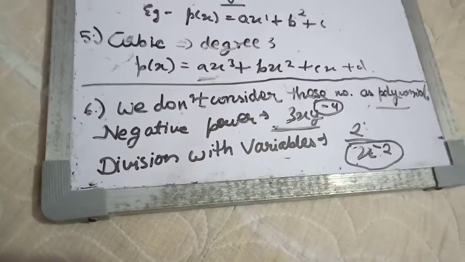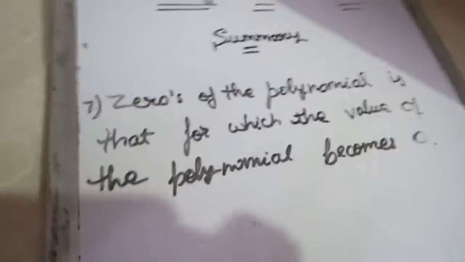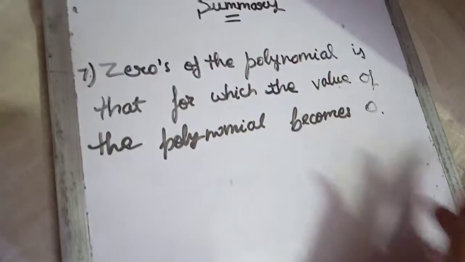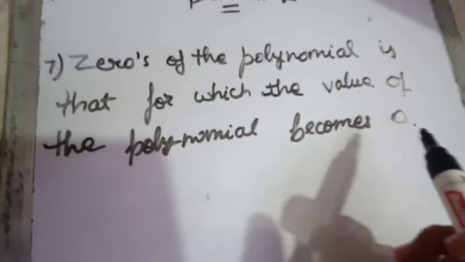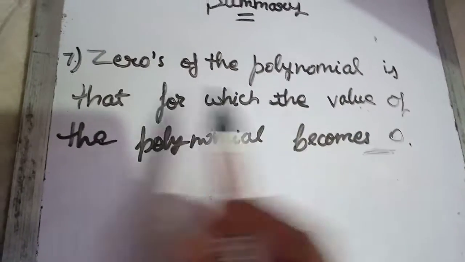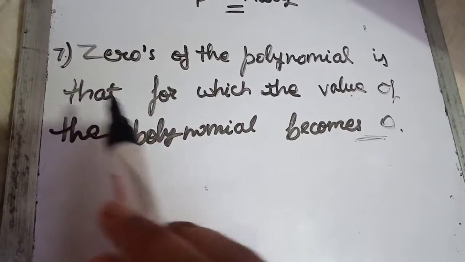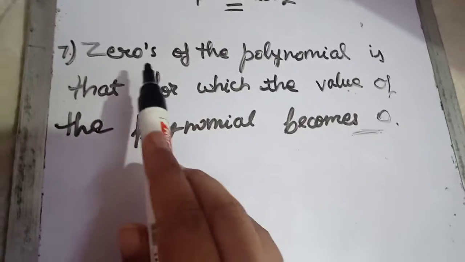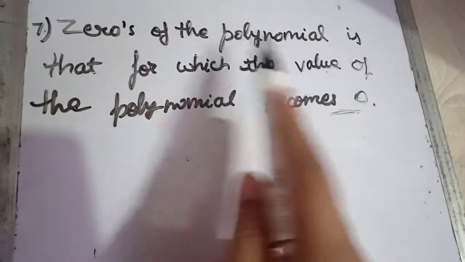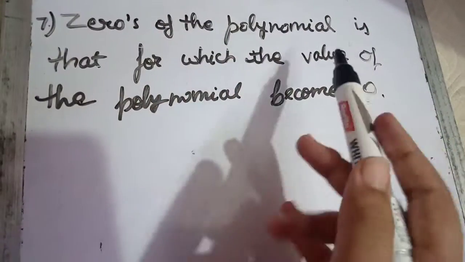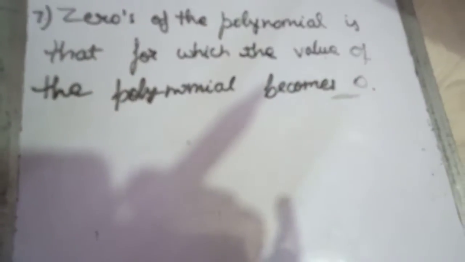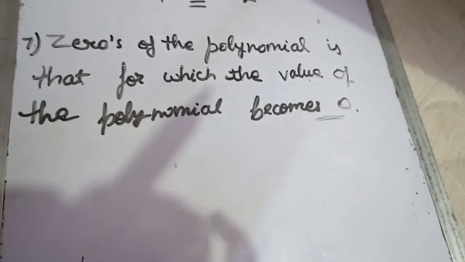Now the seventh point is zeros of the polynomial. The zeros of the polynomial, as we have read in the chapter, is that for which the value of this polynomial becomes 0. Now all the points are over.